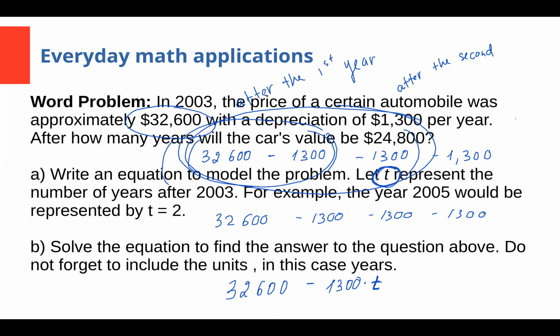Now, let's go back to the question and what they're asking here. They're looking for this amount. When will the car's value be 24,800? In our equation, I keep subtracting those 1,300. I need to know when to stop, when this difference will become equal to this number. So this is our equation to solve.